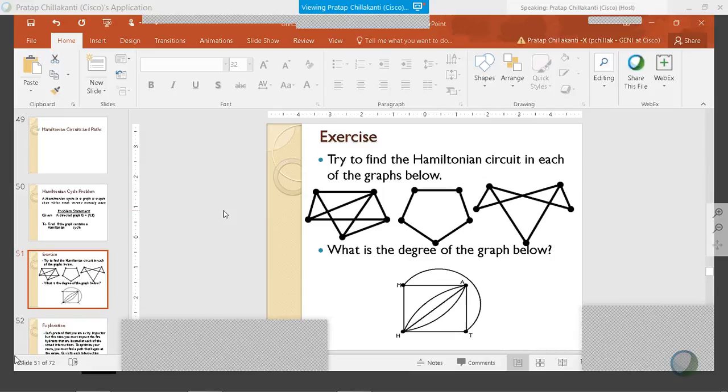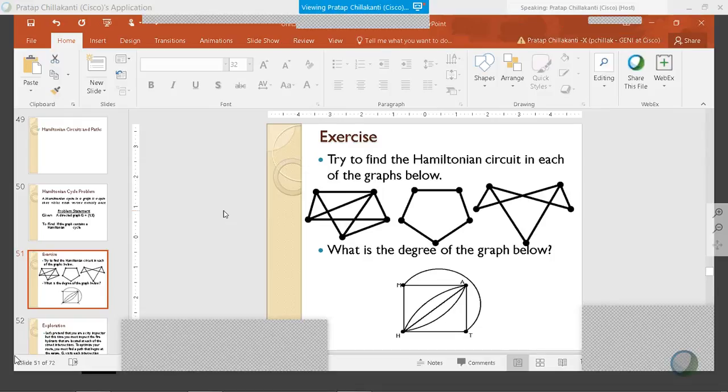And then show me if you can find a Hamiltonian cycle or a circuit. Remember the definition? You have to visit each of the vertices, whatever your starting vertex is. You have to traverse all the vertices exactly once and come back. That is the first part of the exercise.